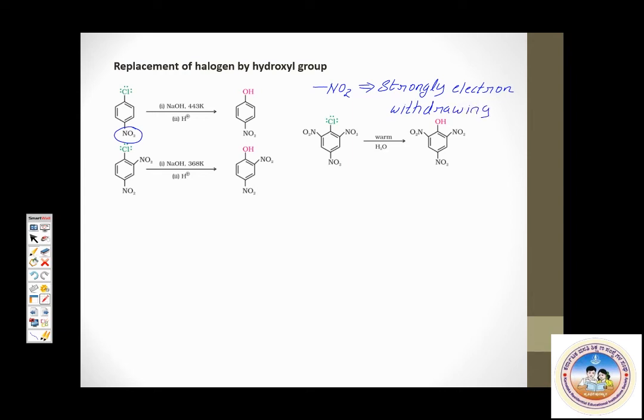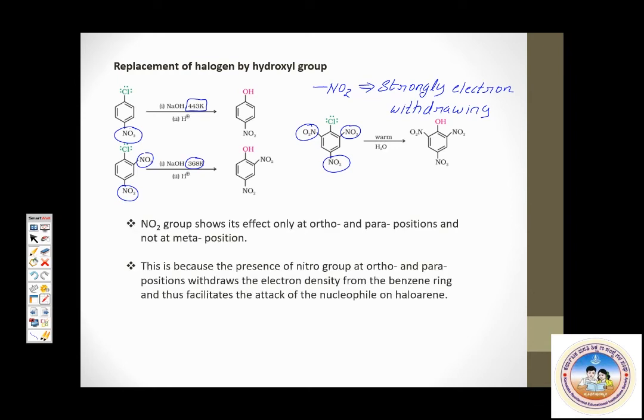More nitro groups, better it is. You'll observe that when there is one nitro group, the temperature required is 443 Kelvin. When there are two nitro groups, the temperature required is 368 Kelvin. The temperature drops. When there are three nitro groups, the temperature required is very low, around 35 degrees Celsius, or somewhere around 308 Kelvin. So more nitro groups, better the reaction. And one more point, nitro groups show this effect only at ortho and para position, not at meta position.